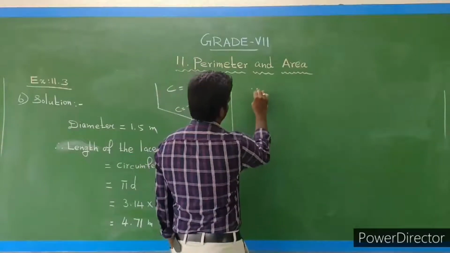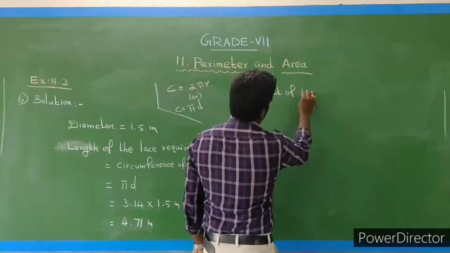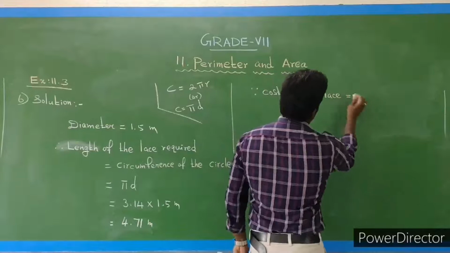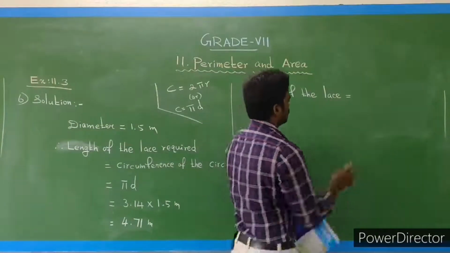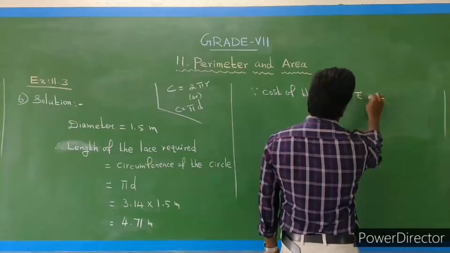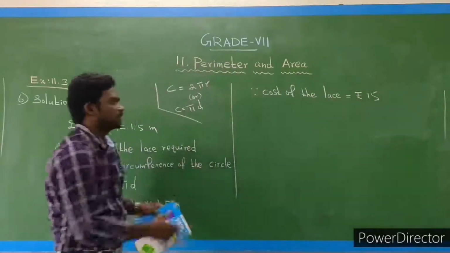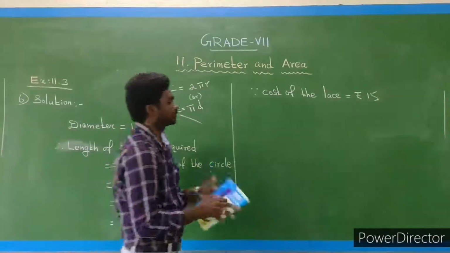Cost of the lace is equal to, what is that? Rupees 15. Cost of the lace is rupees 15 is given, and we need to find the total cost of the lace. Find the total cost of the lace.